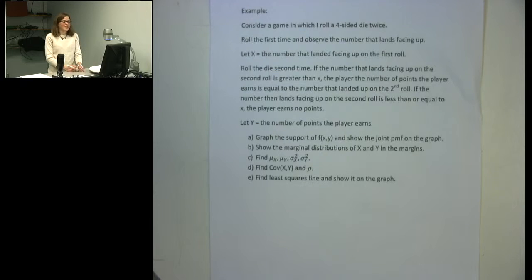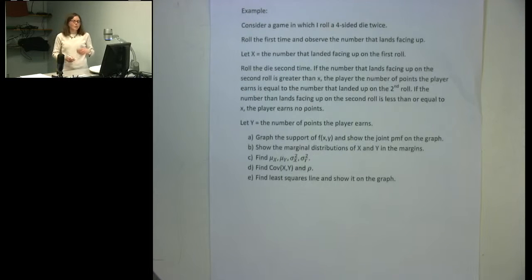I'm going to roll the die a second time afterwards, and if the number that lands facing up on the second roll is greater than X, which remember was what I rolled the first time, then the number of points the player wins is equal to the number that landed on that second roll. If the number on the second roll is less than or equal to the first roll, then the player doesn't earn any points. So Y is going to be the number of points the player earns.